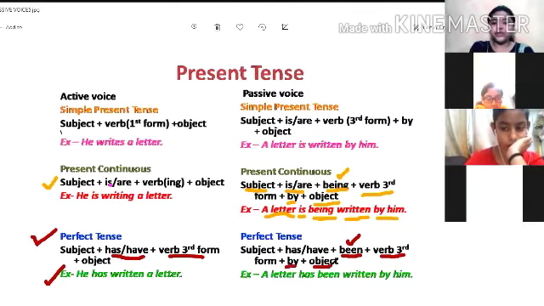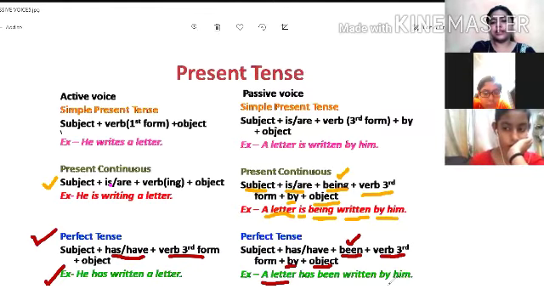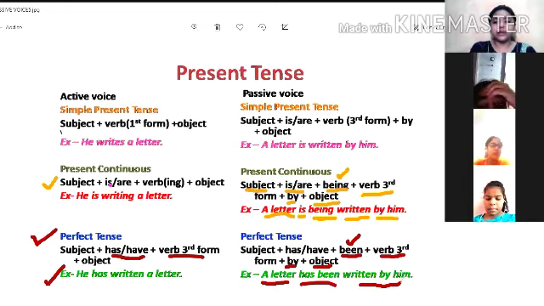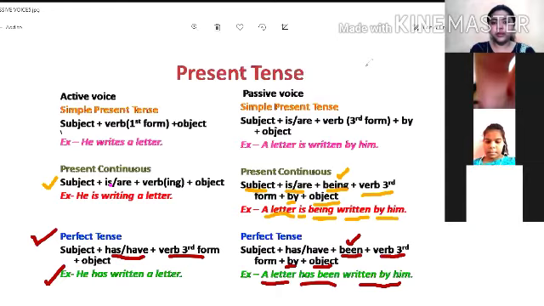First look at the example: a letter has been written by him. Just keep on learning and paying attention, because towards the end there would be a question round.